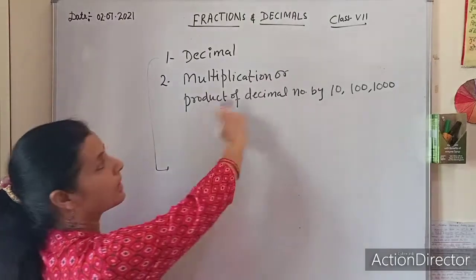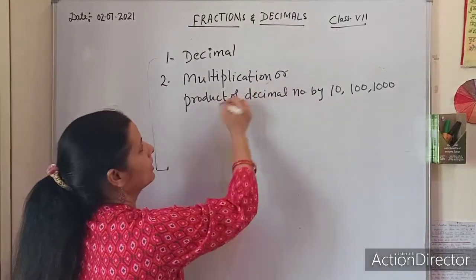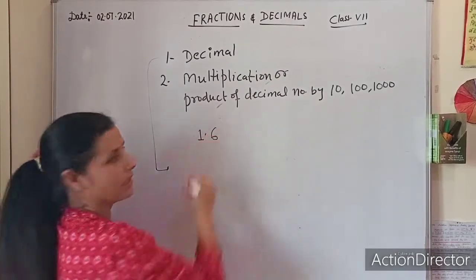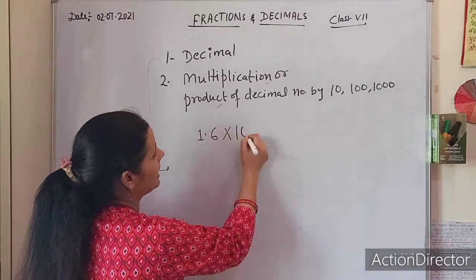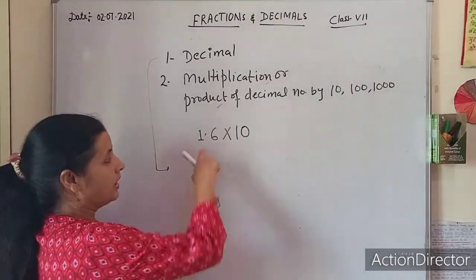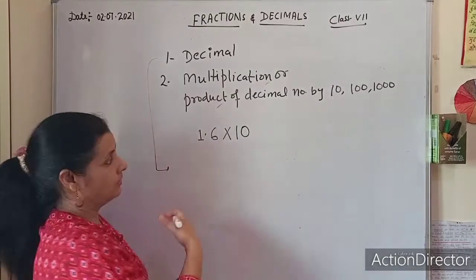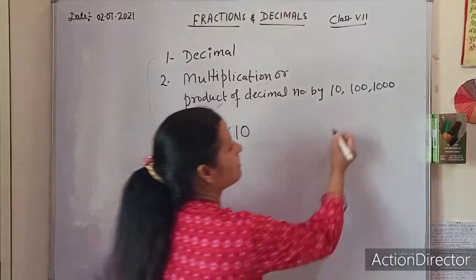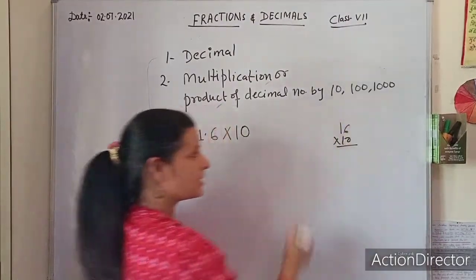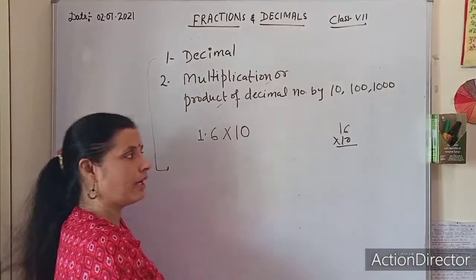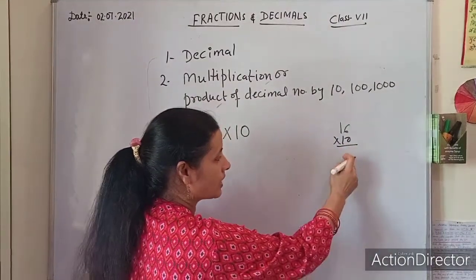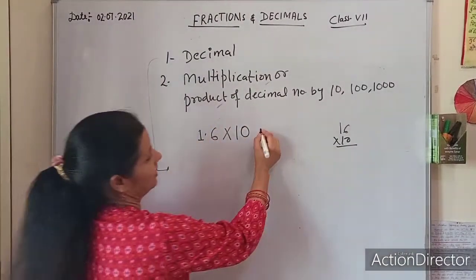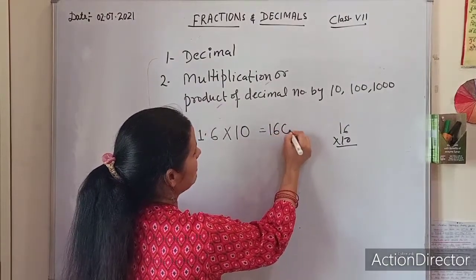Understood? So now, multiplication of decimals. Suppose I have a number 1.6. First I am going to multiply this number by 10. Generally, if we are doing a simple multiplication, what will we do? 16 multiplied by 10. This is the process. If you know the table of 10, you can read it directly. If you don't know, you can do it in a first line, then a second line, then add them up. So 16 times 10 is 160. This is the procedure.